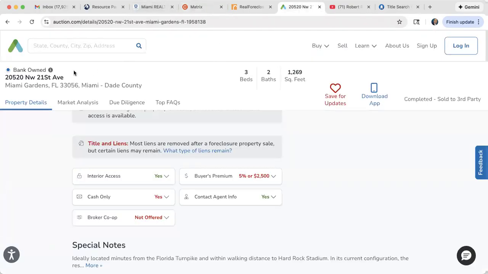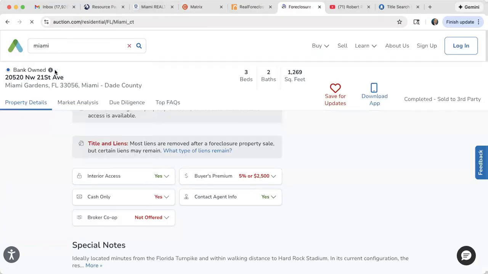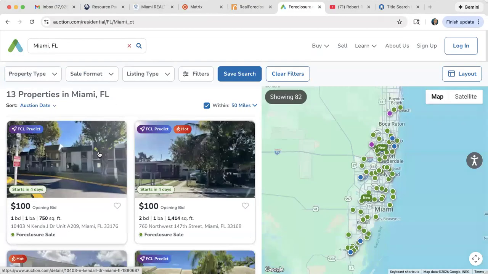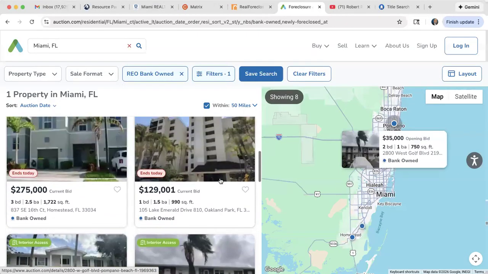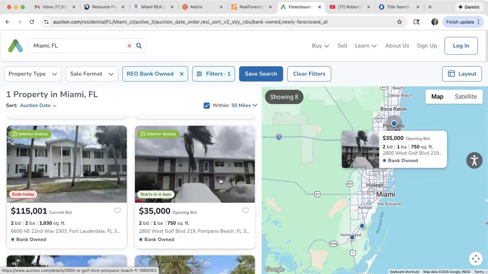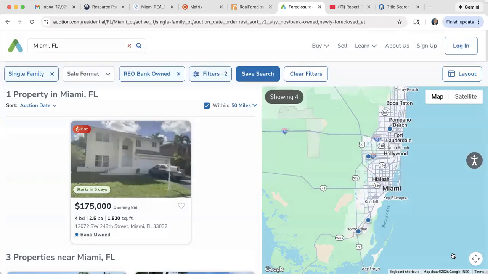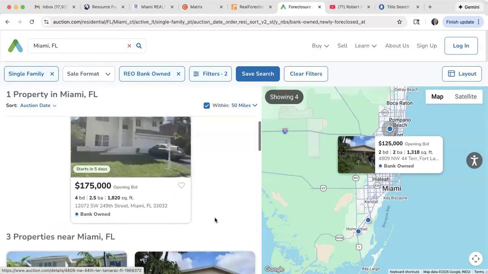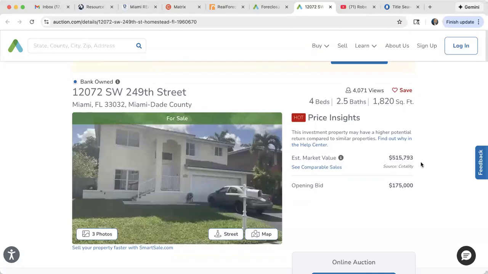All right. So look, in auction.com, I'm just going to go with Miami because that property we looked at obviously already is pending. So let's go with Miami. You have here listing type. Let's go with REO. Let's click on done. And let's do filter single family home, see homes. All right. Why does it say it's hot? Let's see why it's hot. This property here starts in 5 days. All right. So the estimated market value on this property is 515,000 and the opening bid is 175,000.